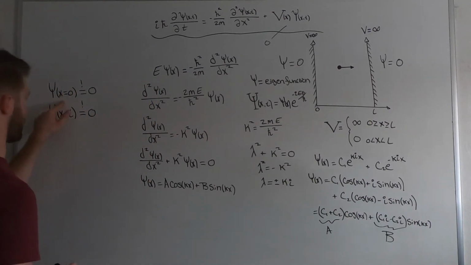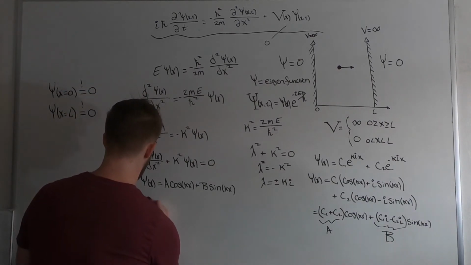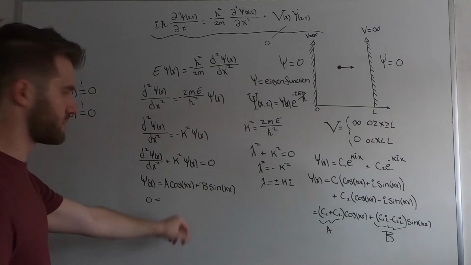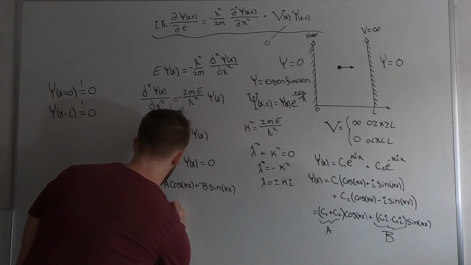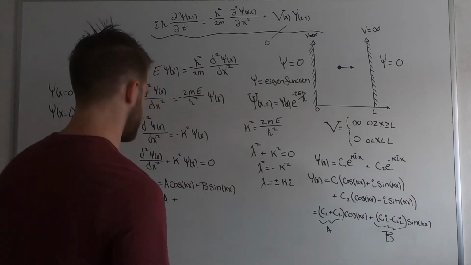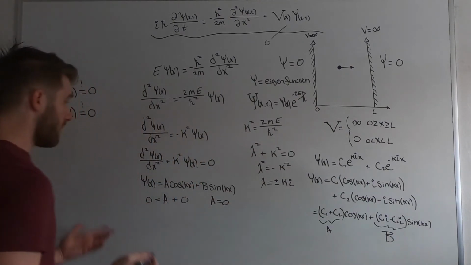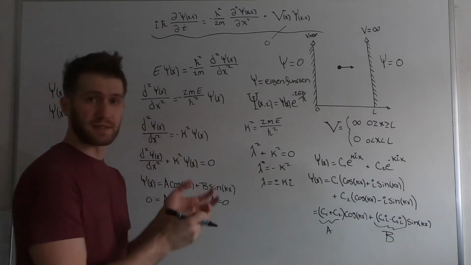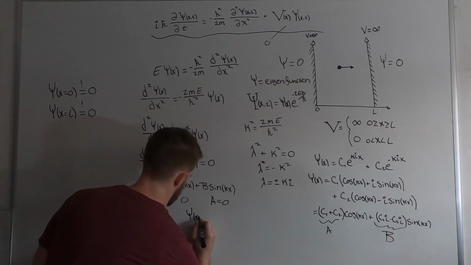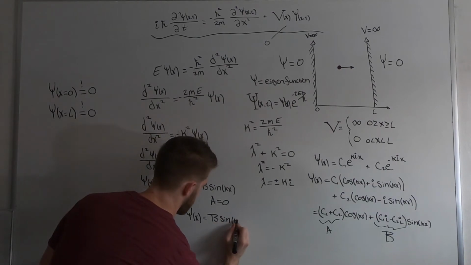Let's start out with our first condition. If x is equal to 0, we're going to have 0 equals, okay, cosine of k times 0, well, that's just 1, so we have a, plus b sine of k times 0. Sine of 0 is just 0, meaning a must be 0. So that simplifies our equation. All we're left with is psi of x is equal to b sine of kx.